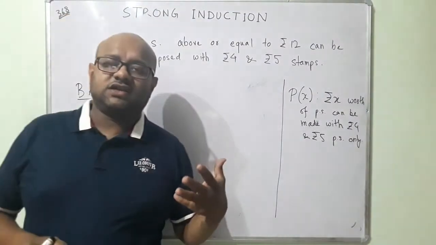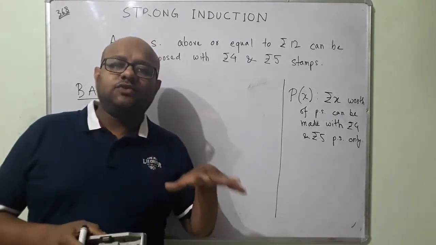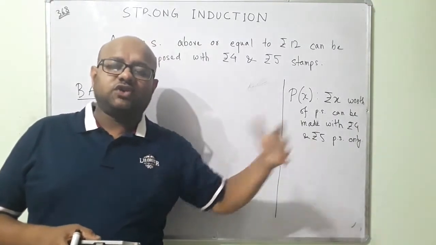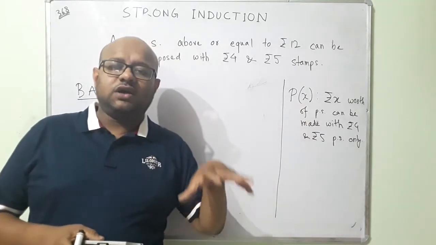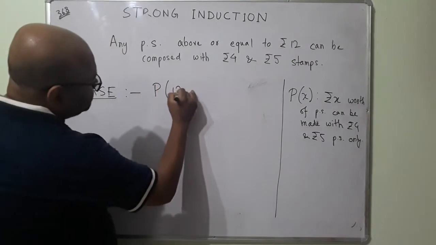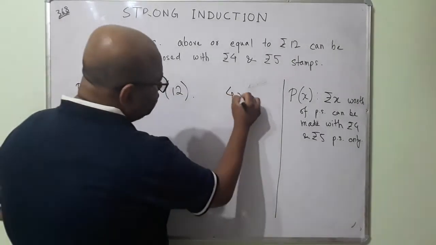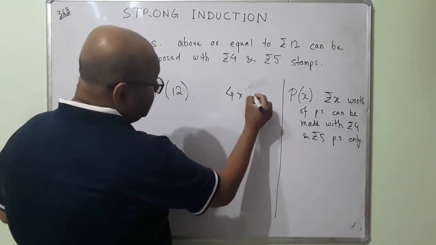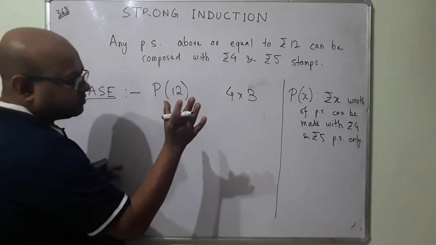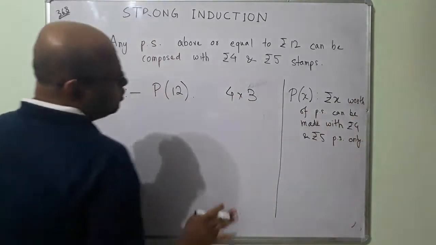What is our base case? What is the smallest value in our set? That we will consider the base. 12 is the smallest. So we are talking about 12, 13, 14, 15. 12 is our starting point. So let us see if we can prove our base case. If we take three 4 rupees worth of stamps, that will give us 12 rupees worth of stamp. So yes, 12 rupees worth of stamp can be made with 4 rupees and 5 rupees.